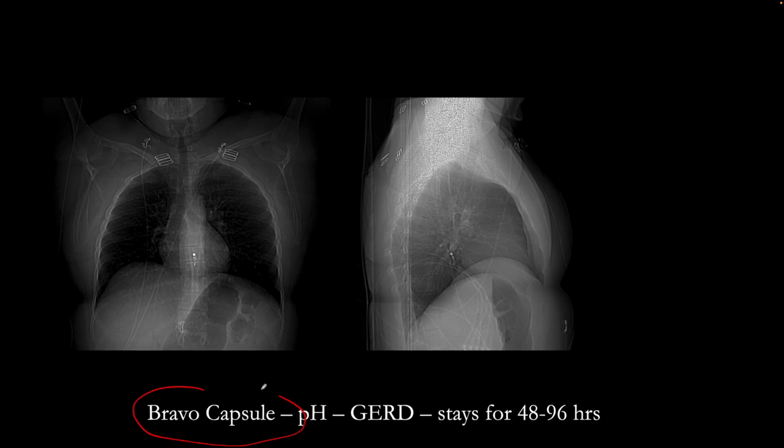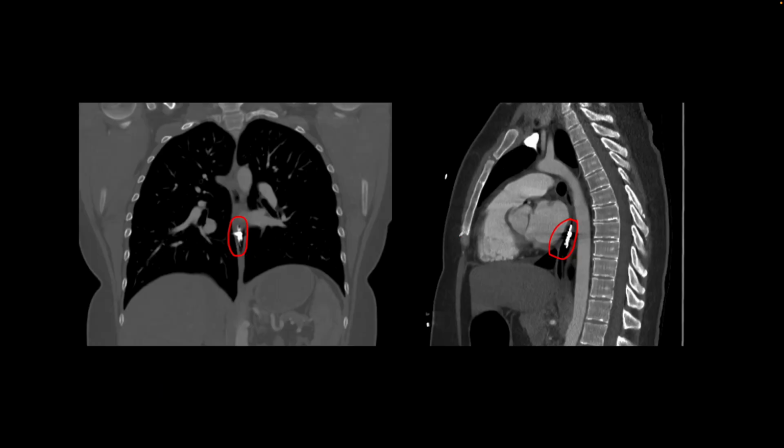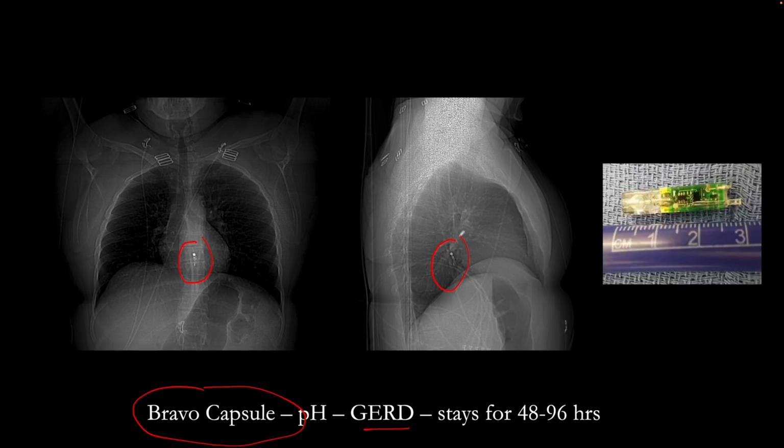It is used to measure the pH of the esophagus in patients who have gastroesophageal reflux, and it stays in that position in the mid to lower esophagus for 48 to 96 hours. This is its appearance on the scout image of the CT and also the lateral view of a X-ray. And so it's important to know the devices and not call them foreign bodies or anything else. This is how it looks like. Here's a picture of the Bravo capsule device.